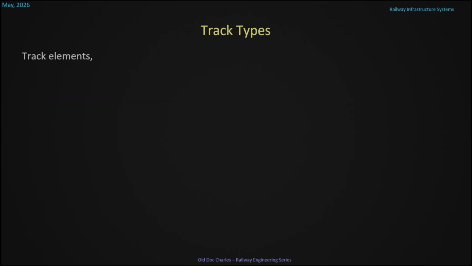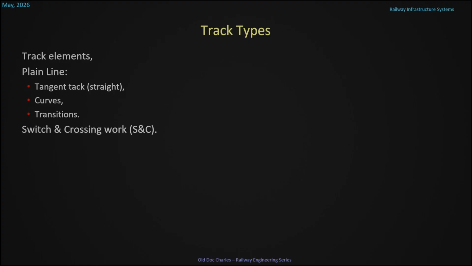So track is made up of various elements. We've got what we call plain line, which is just track, and it's tangent track, which is a fancy name for straight track. We've got curves, which are like curved track, and we have things called transitions. We also have switches and crossings, which we abbreviate to S&C, and again, that allows the trains to change tracks and cross over.